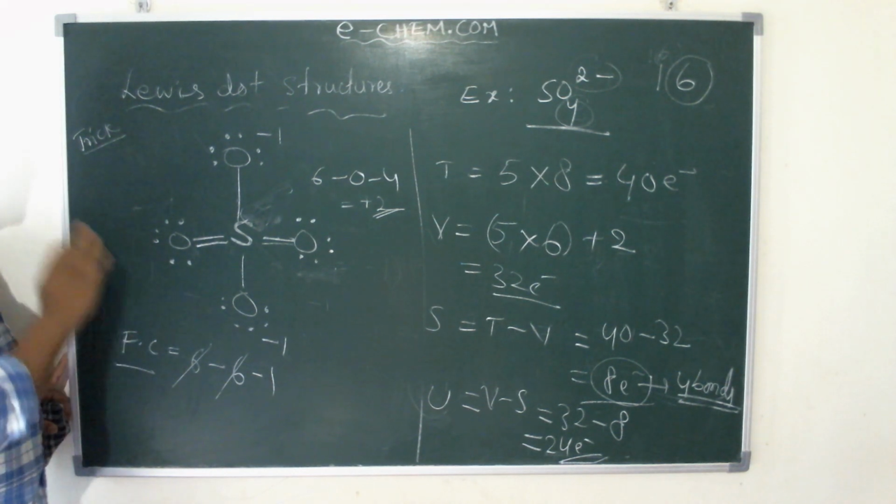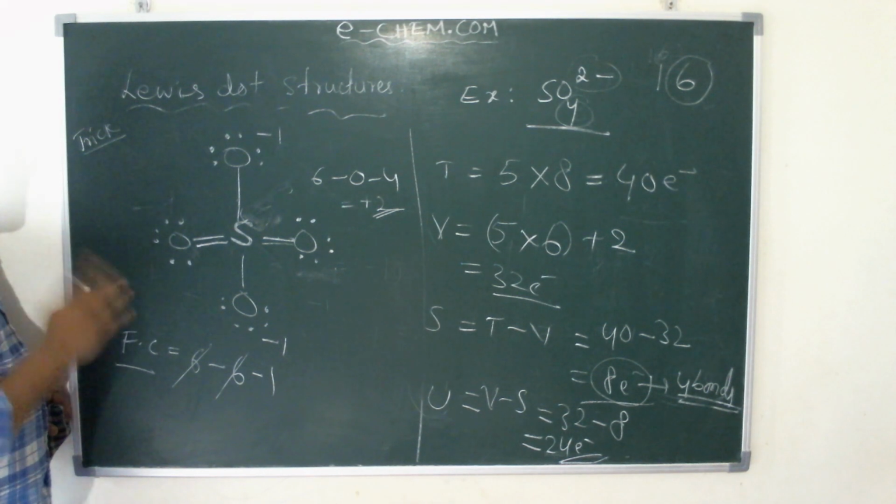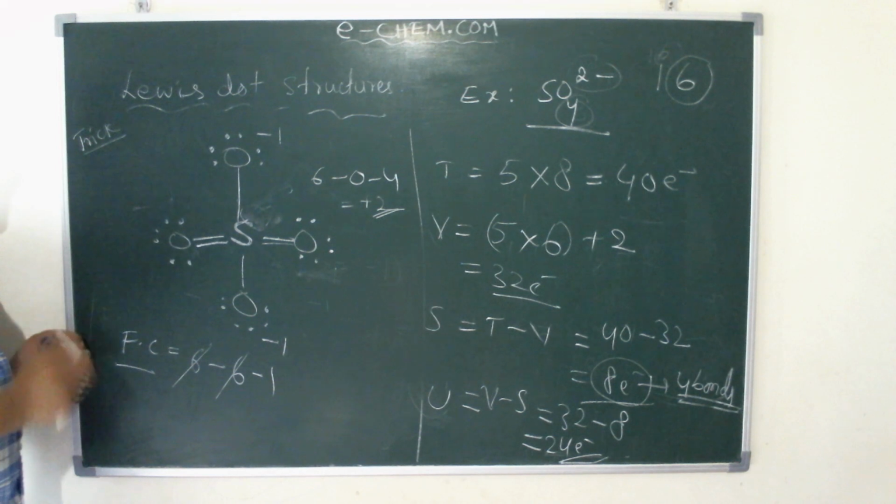This is how we can draw the sulfate ion by using the TVSU rule, the Lewis dot structure. Very simple, right?